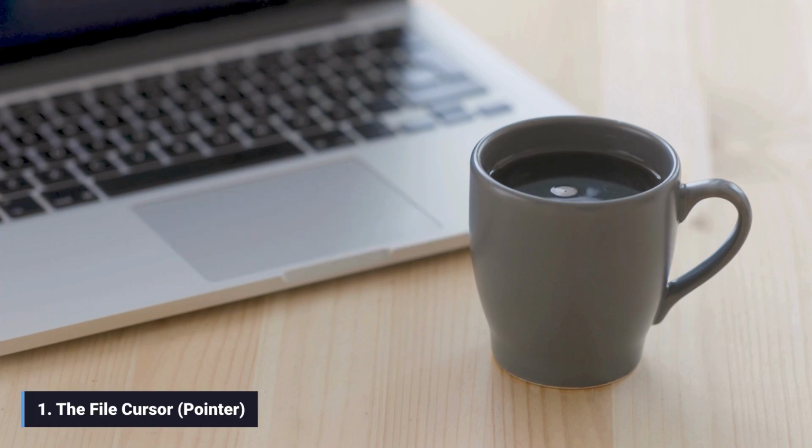1. The file cursor. Think of the file object as having a cursor or pointer that tracks your current location in the file. Every time you read from the file, this cursor advances by the amount of data read. For example, if you read 10 characters, the cursor moves 10 positions forward. The next reading operation starts from that new position.